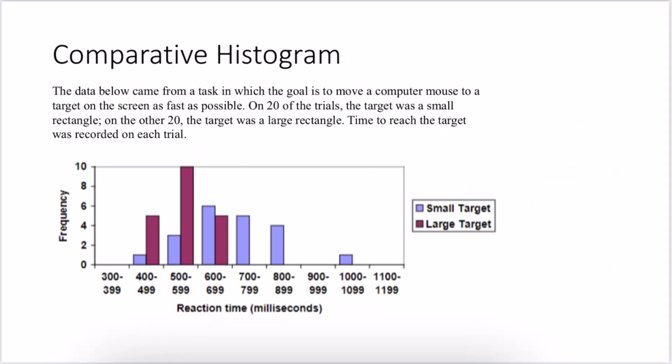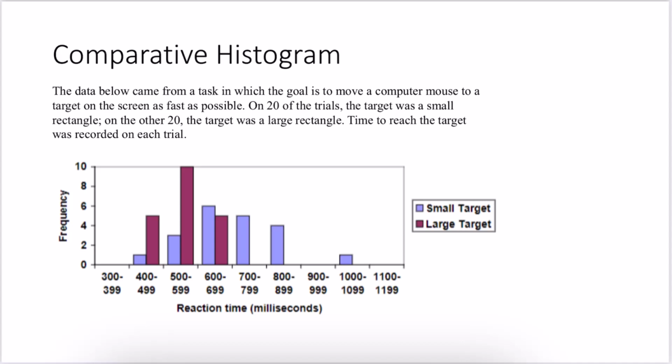You can also have comparative histograms. A comparative histogram is where you have 2 different data sets that are displayed on the same histogram. This histogram comes from a situation where they asked people to move a computer mouse to a target on the screen as fast as possible. They had a computer screen set up, and a target would show up somewhere on the screen, and the goal was to move the computer mouse there as quickly as possible.